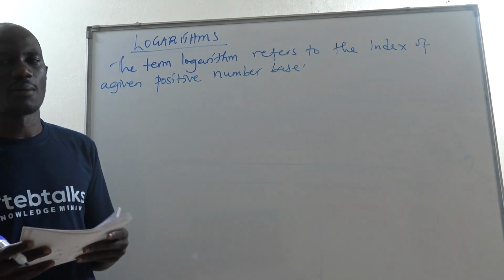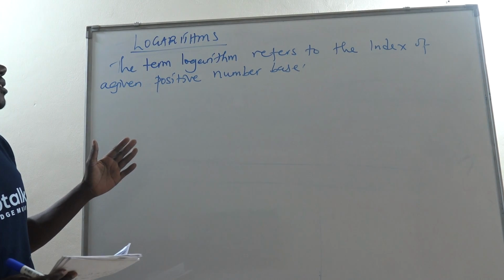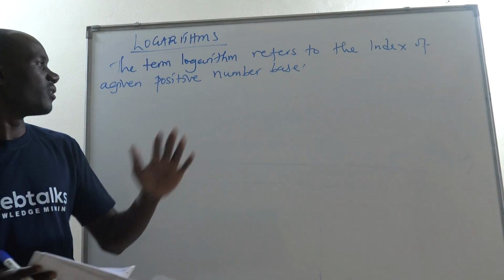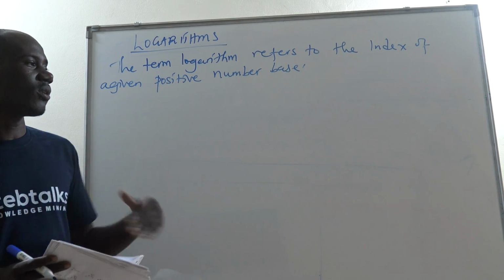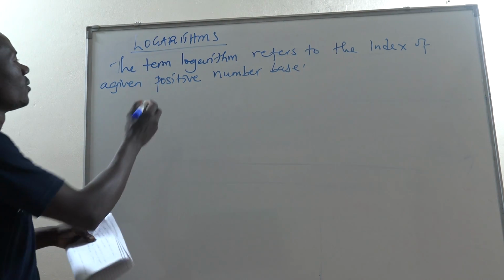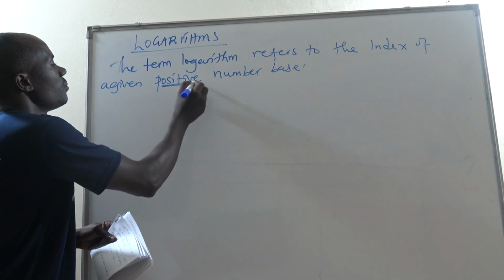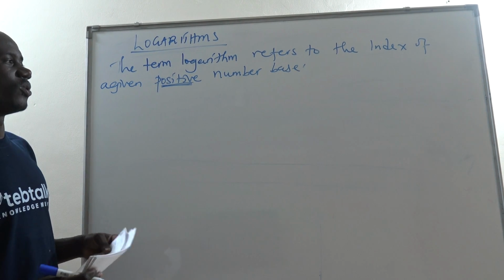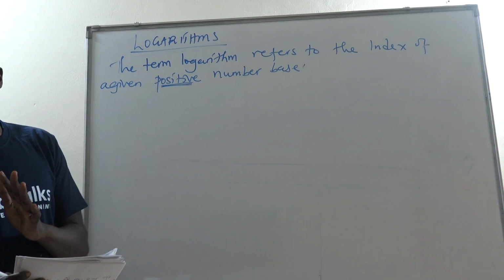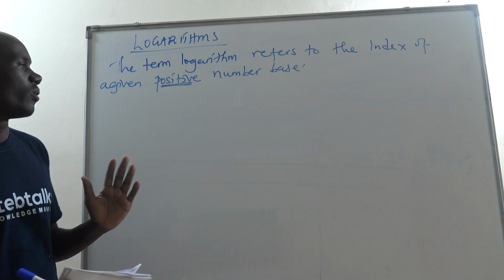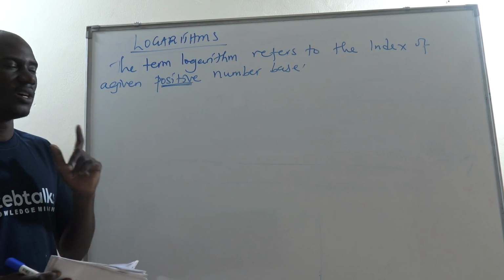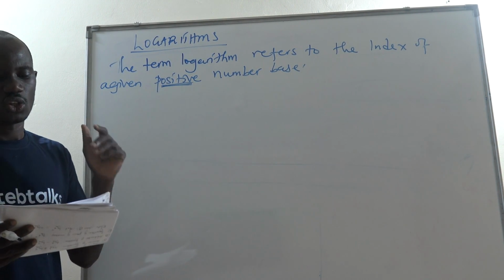That's what we normally call a logarithm. Here we deal with positive numbers. We don't talk about negative. That's why I've emphasized the word positive. Very important. We don't deal with log of negative 5, log of negative 9. We are dealing with only positive numbers.